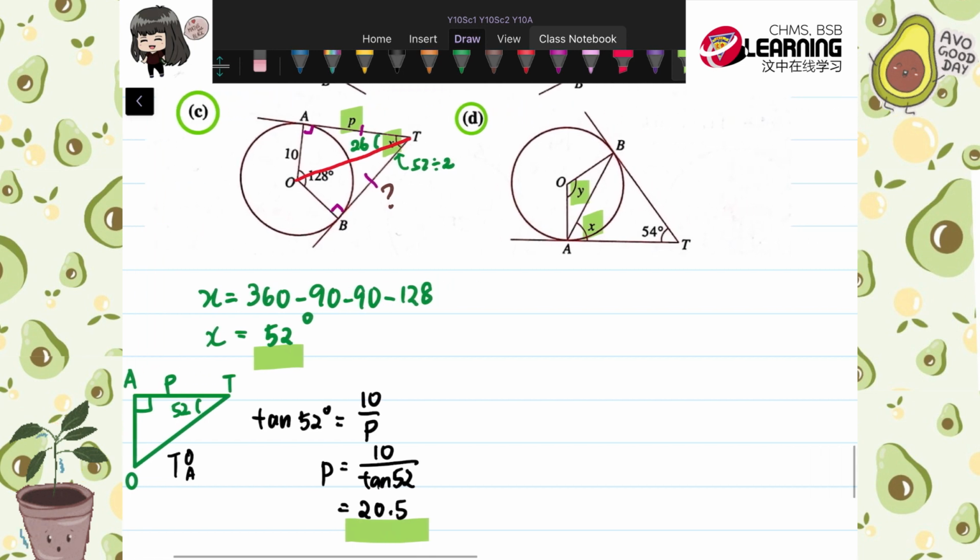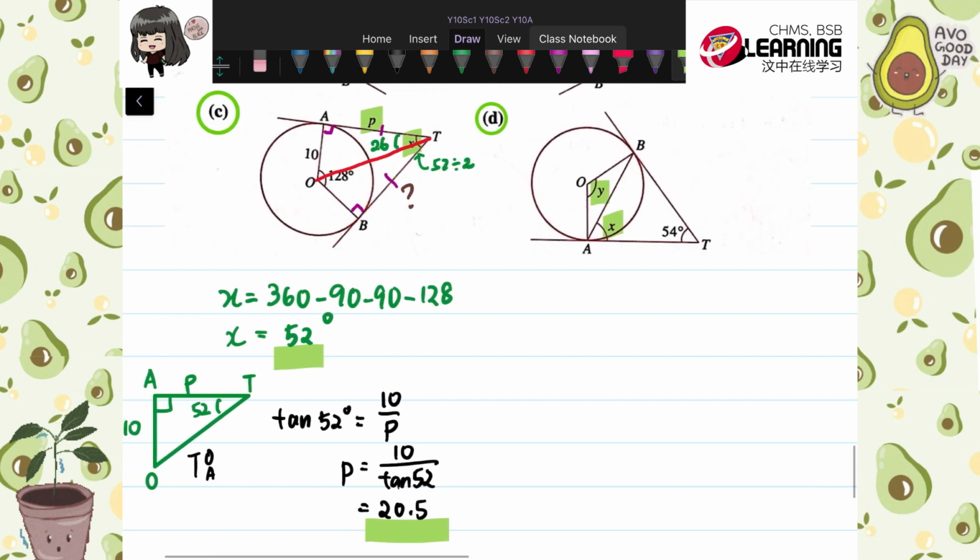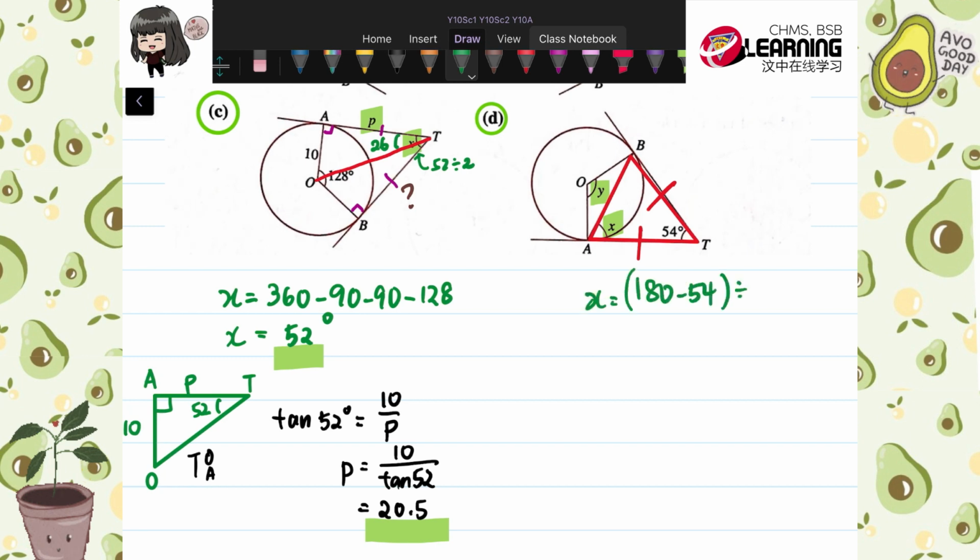And D, I'm going to do it also for you guys. So part D here, you're finding x. This is an isosceles triangle. Why? Because this length and this length are the same. Tangents from an external point are equal. So definitely it's an isosceles triangle. So x is equal to 180 minus 54, and then I divide by 2. So it's 63 degrees.